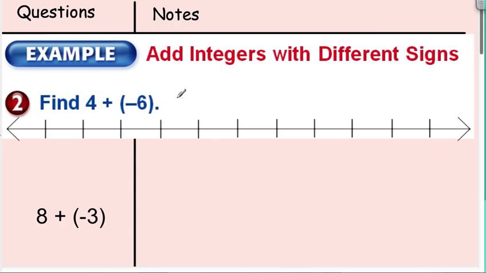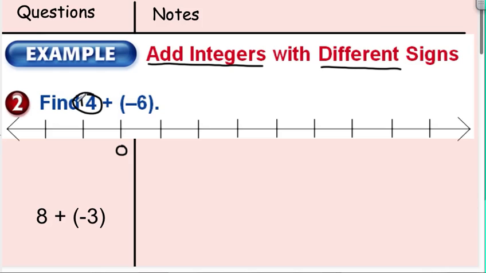All right, now in this example, we have something a little bit different. We're still adding integers like before, but now the signs are different. So let's look at our number line example again. In our number line example, we would start at 0. We'll make this 0. And we have to go 4.